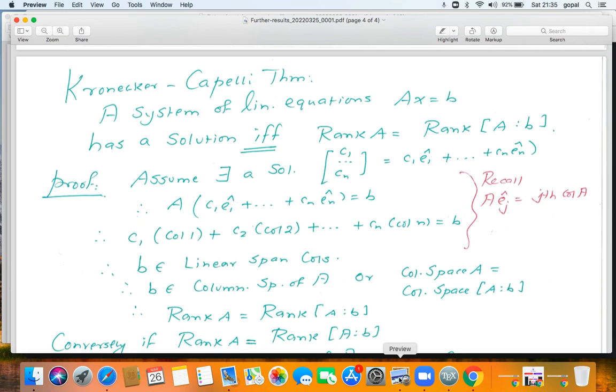There is only one book which I have read which calls it the Kronecker-Capelli theorem. That's a book by Shilov, Georgi E. Shilov. The title of the book is Linear Algebra. So I just call it the Kronecker-Capelli theorem.